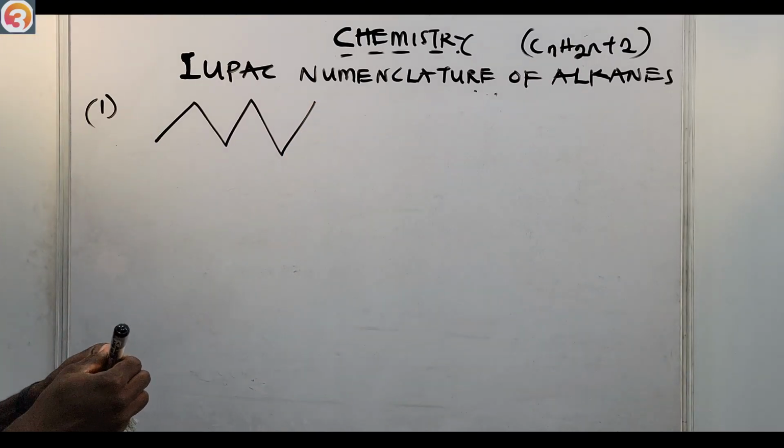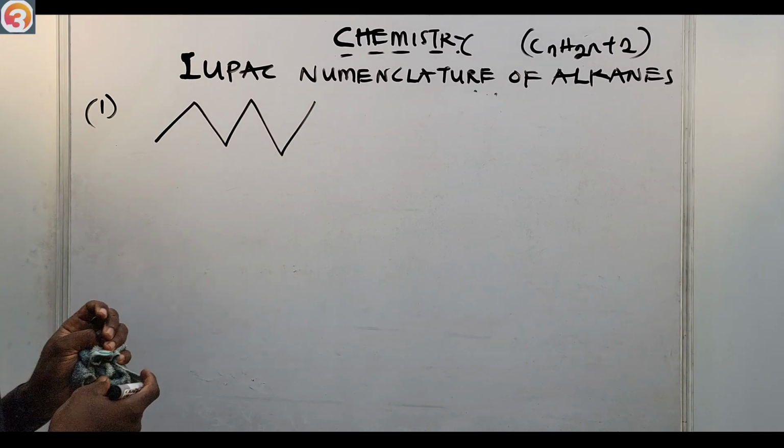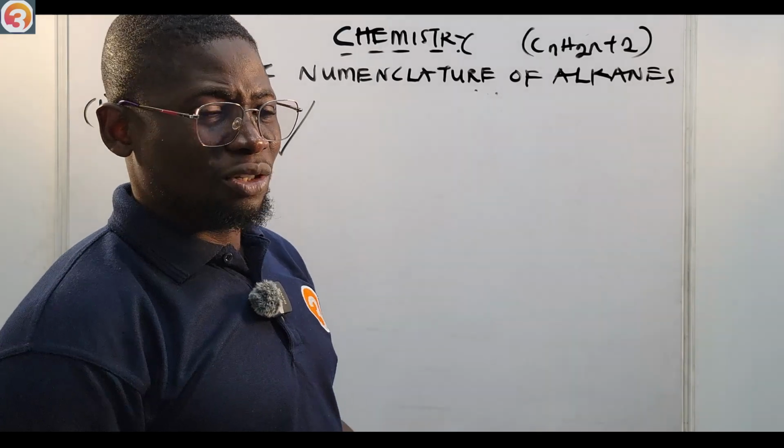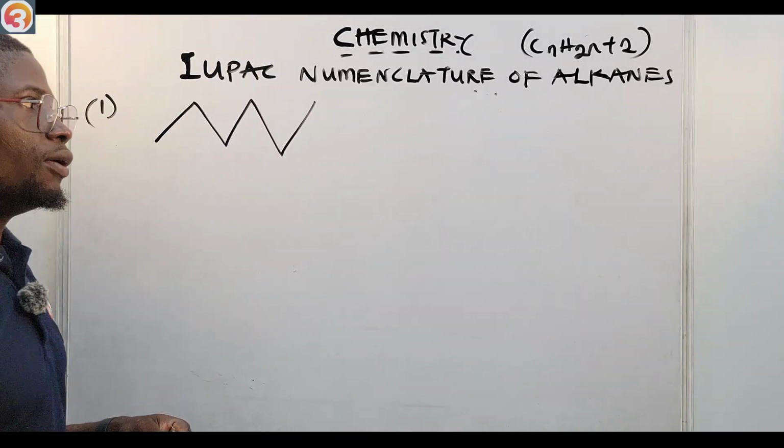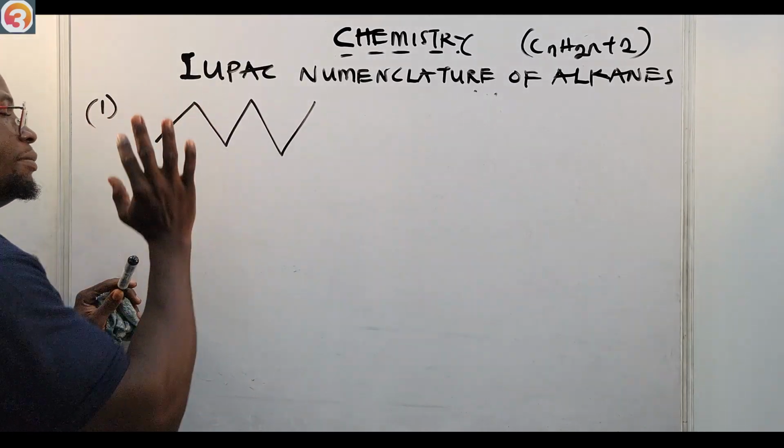Okay, so this, of course, is the stick form. We're going to use the stick form to make us understand this. It's very easy, so just follow along. We said in this stick form, every end and every bend is a carbon atom.